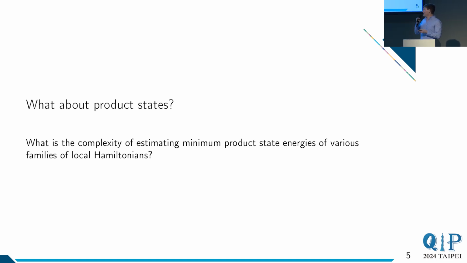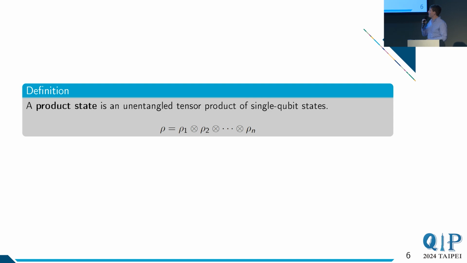And what we want to ask is, well, what about product states? I'll define that in just a moment, but we have these characterizations for the problem of estimating general ground state energies, but what if we're interested in the problem of product state energies? And we don't really have as good of an understanding of these as for the general ground state energy.